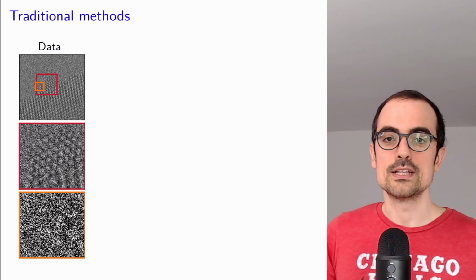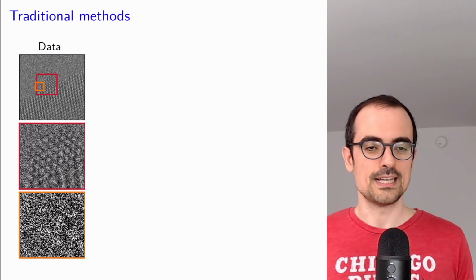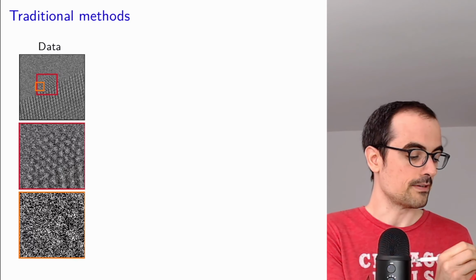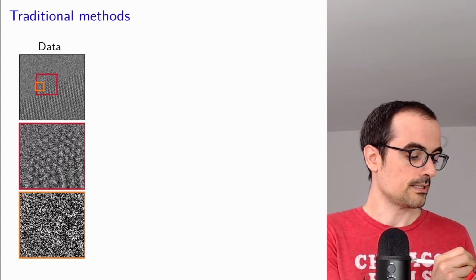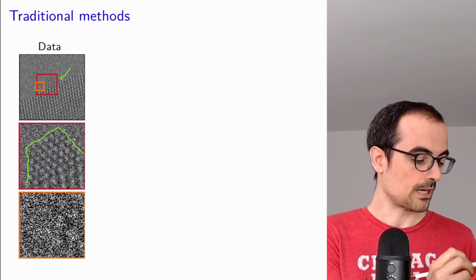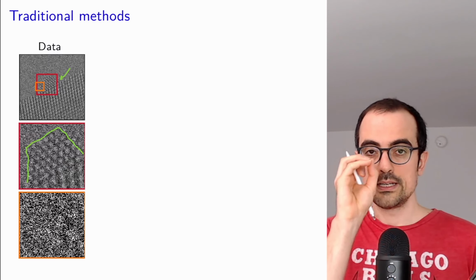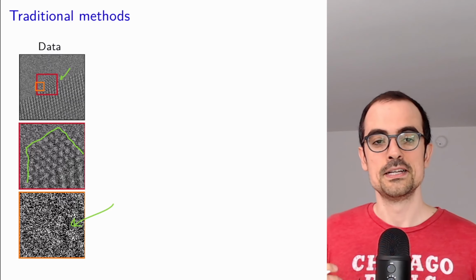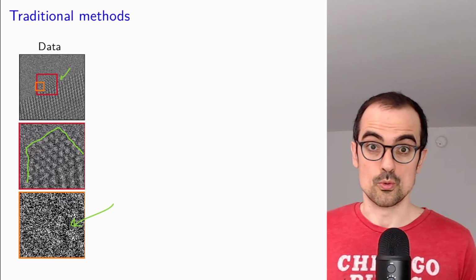If we apply traditional methods to this type of data, they don't work very well. As an example, here I have a picture where there's this catalytic nanoparticle. That's what we're zooming in on here. And we're interested in seeing its atomic structure, but we basically see very little from the raw data.